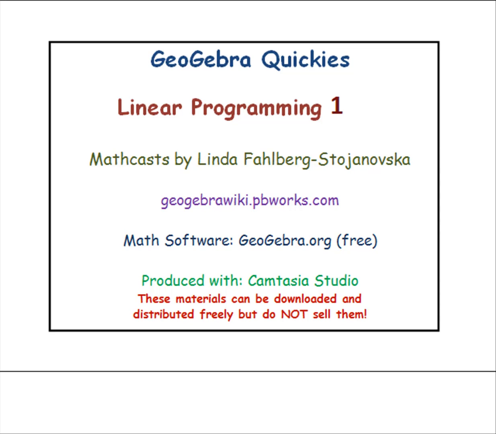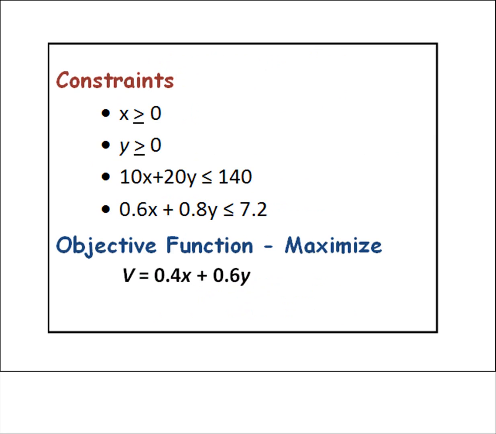In this mathcast, we show how to use GeoGebra to do linear programming. Let's assume that we have a problem with the following constraints. x is greater than 0, y is greater than 0, 10x plus 20y is less than 140, and 0.6x plus 0.8y is less than 7.2. Our objective function, which we need to maximize, is v equal to 0.4x plus 0.6y.